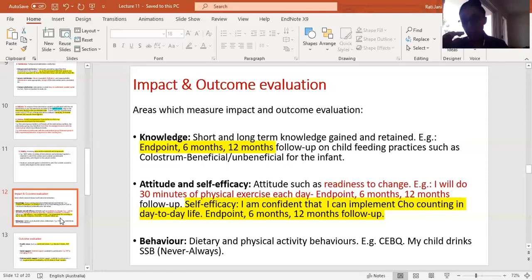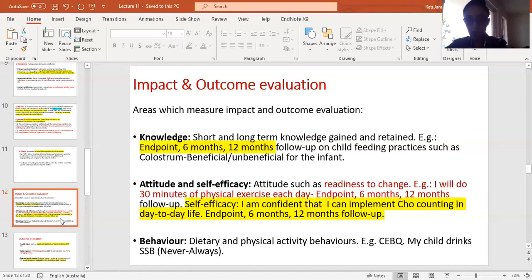All right, now behavior is your health behaviors. For example, you may have given an intervention for children to increase their intake of veggies or to decrease their intake of sugar sweetened beverages. So has their health behavior changed in the long run?